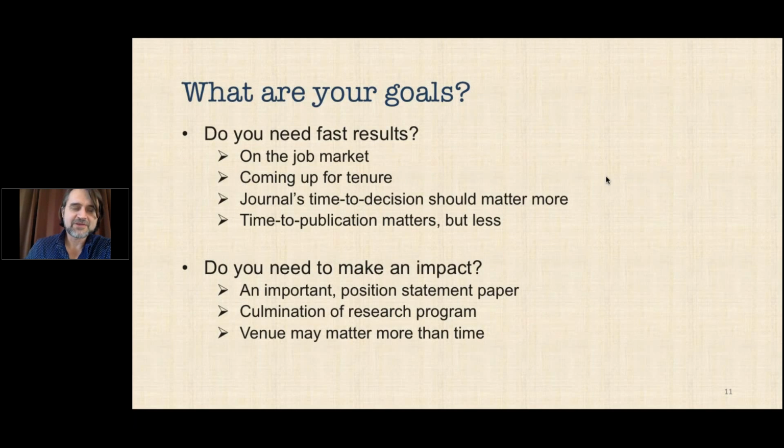Something else to think about when you are picking a journal is, what are your goals with this particular paper? Sometimes what we need when we are working on publication is fast results. So let's assume you're finishing your PhD and you're about to enter the job market. You might want publications, and you therefore might want some journal that is likely to get to the point of acceptance fast. Or maybe you're coming up for tenure and you need a few more accepted publications. So in that case, you would want to find out, to the extent possible, what is the typical time to decision for the journal.